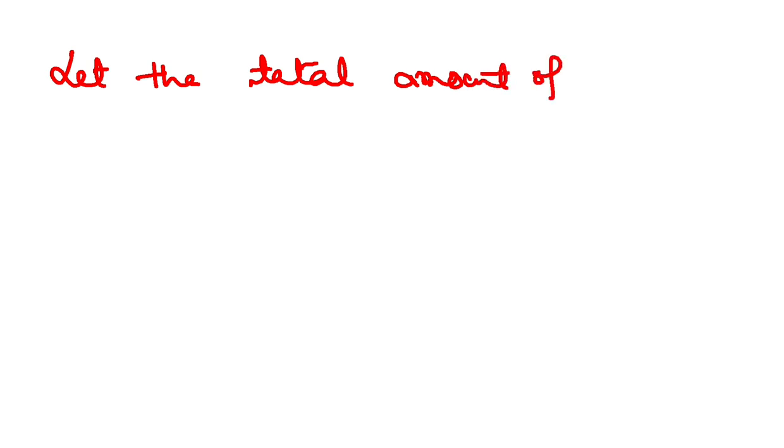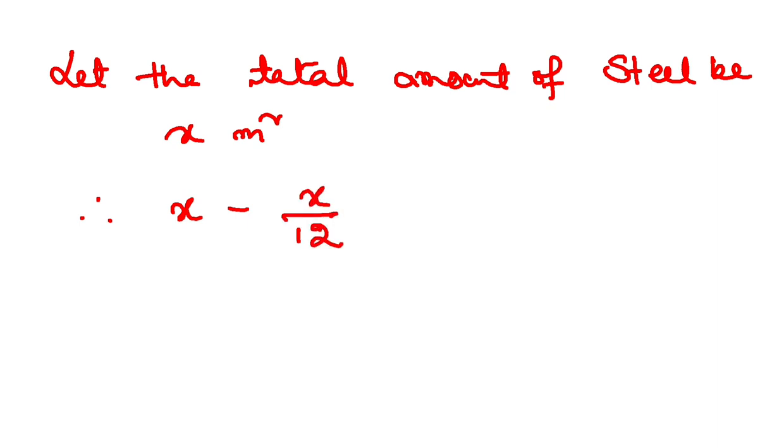Okay, so now what happened is, suppose we take the total steel as x. Let the total amount of steel be x meter square. So what is happening now? From this x, 1/12 of this x, 1/12 of this x means x by 12, this much is wasted. So this is the total steel and this is wasted. If I subtract, I will get the total area of the steel, whatever steel is actually present in the tank.